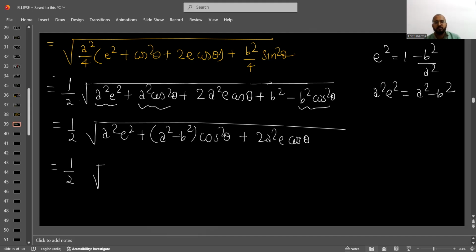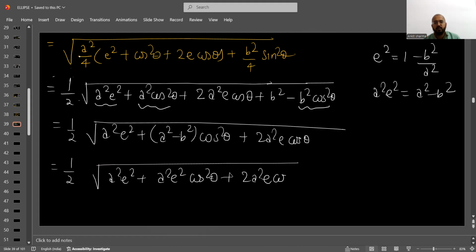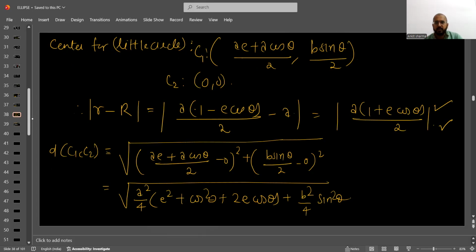So this will give me 1 over 2 and then square root of a square e square plus a square e square cos square theta plus 2a square e cos theta. Now, this is nothing but a square e square cos square theta. So did I miss someone here? A square e square, that's fine. Because our goal is to get the perfect square for this thing. So I'll be having here (a plus a e cos theta). So if I square this, I get a square plus a square e square cos square theta plus 2a square e cos theta.